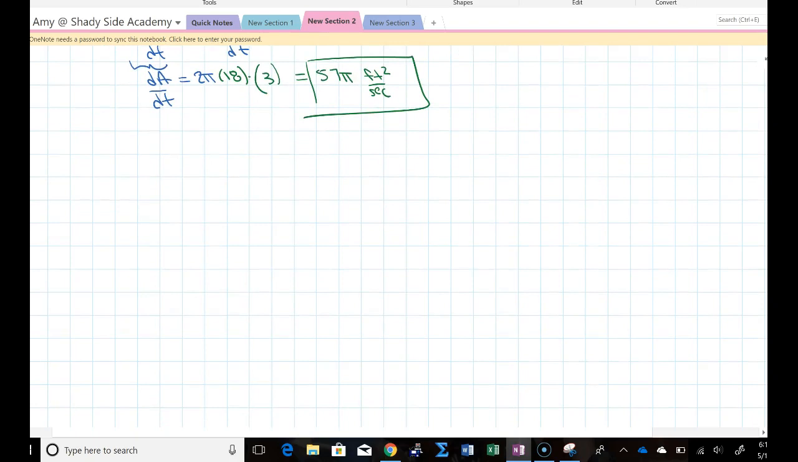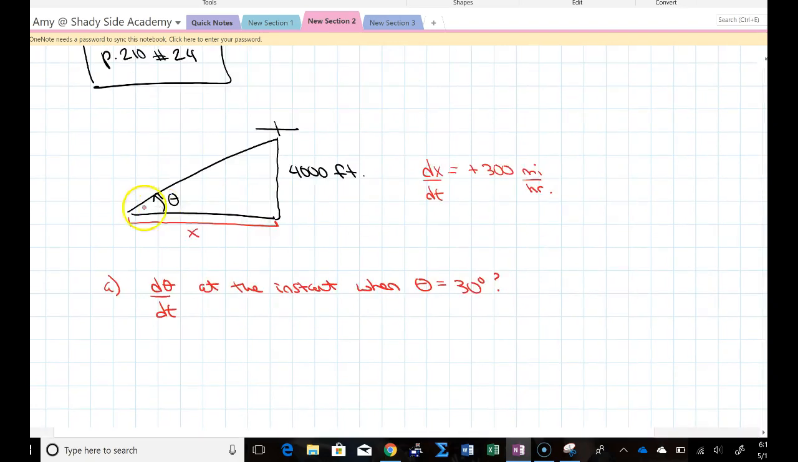We're doing number 24. Okay, the picture in black here is the picture in your book. This is my plane. No judgment, please. The plane, you're told, is flying this way at 300 miles per hour. Okay? Part A says, how fast is theta decreasing at this instant? d theta/dt equals what?